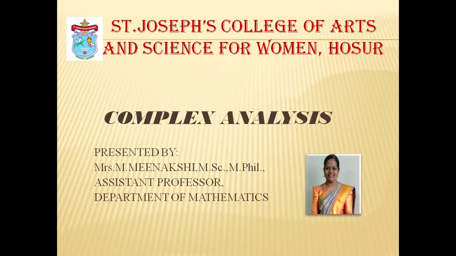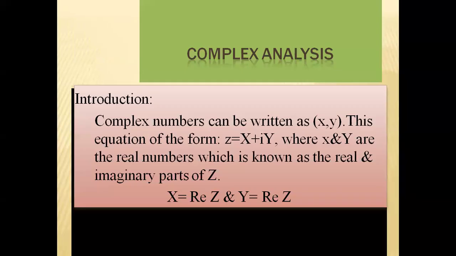We will see the complex analysis definitions. In that Unit 1 definitions, first, we see what a complex number is. A complex number can be in the form z = x + iy. Here x and y are real numbers, where x is the real part of z and y is the imaginary part of z. So complex numbers means z = x + iy.